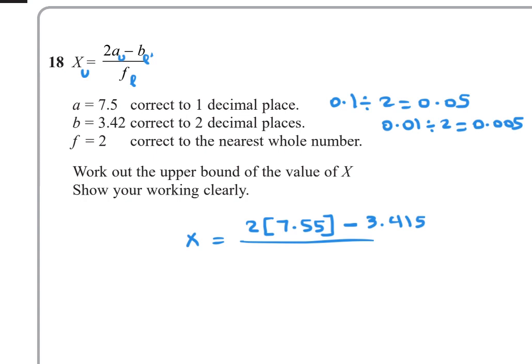Now for the denominator for f, we need f lower. f is correct to the nearest whole number. This means correct to the nearest one. So 1 divided by 2 is 0.5. Now I need lower, so 2 minus 0.5, so 1.5. So x equals 7.79.